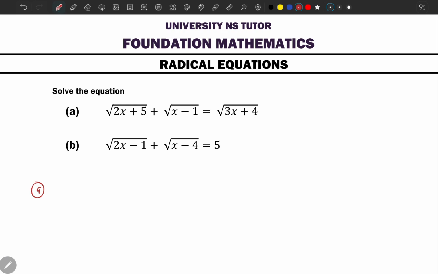For all radical functions or equations, what is under the root should always be greater than or equal to 0. Meaning our 2x plus 5 should be greater than or equal to 0, our x minus 1 should be greater than or equal to 0, and our 3x plus 4 should be greater than or equal to 0. That is our domain. Now you know what you're looking for.